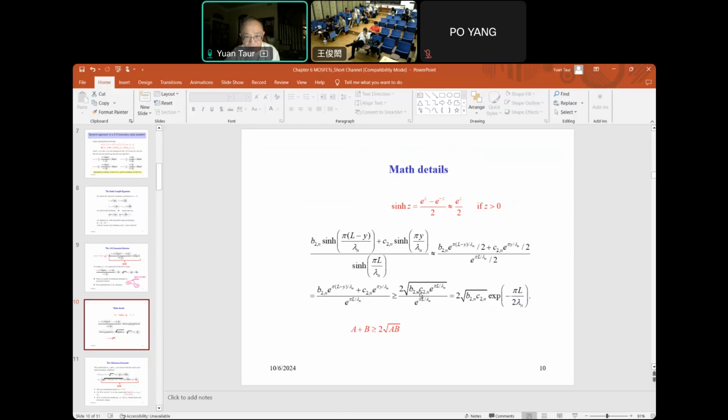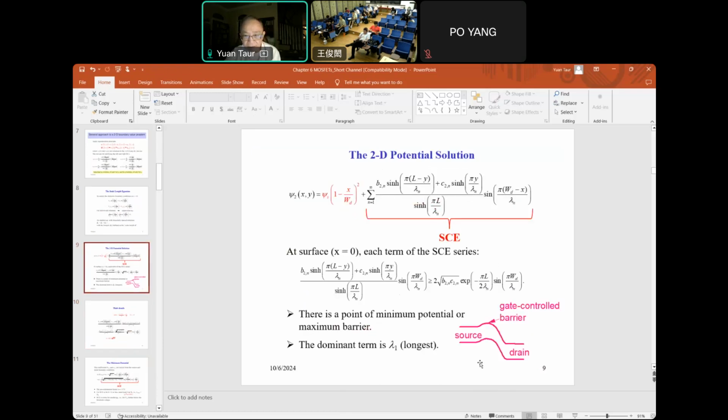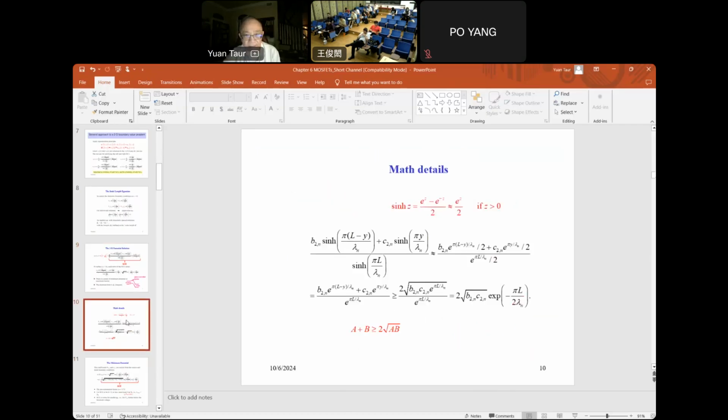So in other words, the potential is a minimum, which means the barrier is a maximum. So we come back to this schematic. It means that the potential between the source and drain, you have the B term and the C term, and they have a minimum or maximum barrier given by the square root of the product.